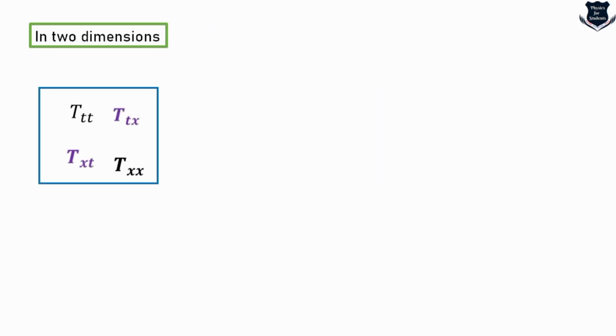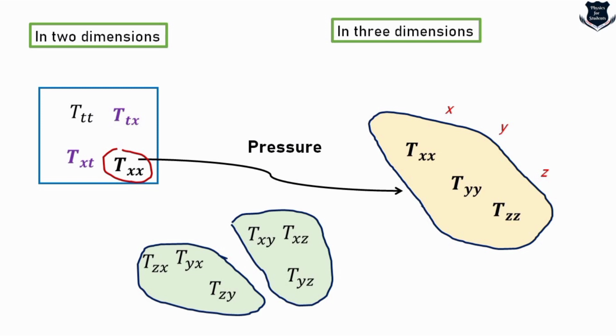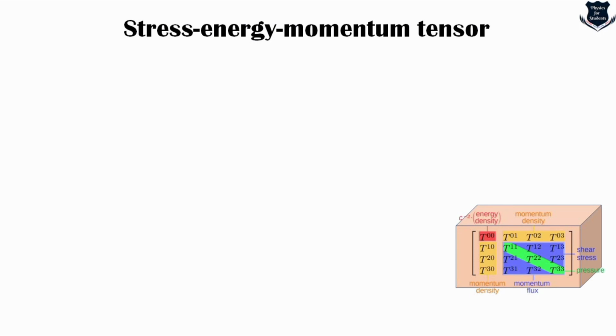Now in 2 dimensions, if we further go and take this factor, this is called the pressure. The pressure again in 3 dimensions is plotted out as xx, yy and zz. And there are certain other aspects, tzx, tyx, etc., which we are going to look at later. So this is the momentum density, this is the pressure. Okay, so the stress energy momentum tensor looks something like this, right?